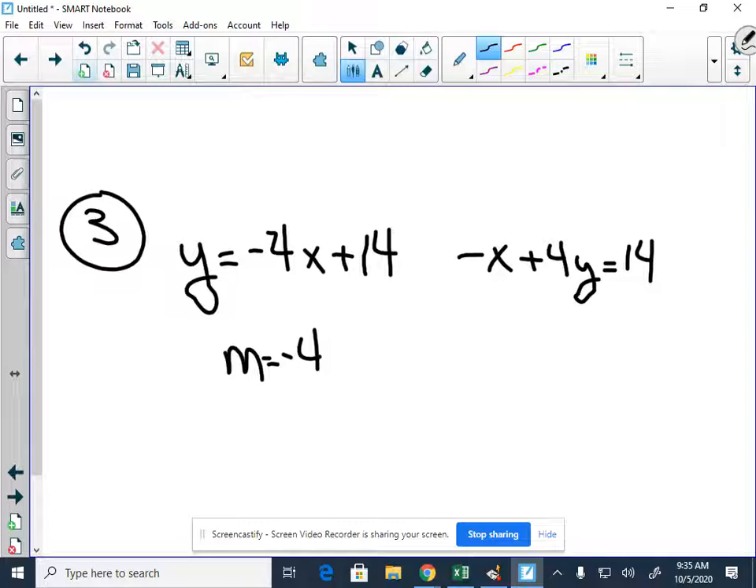Got to get y by itself. So the first step, what do we want to move? What do we want to do? Got to get y by itself. Yep. Plus 1x. Very good. So 4y equals x plus 14. Divide by 4.